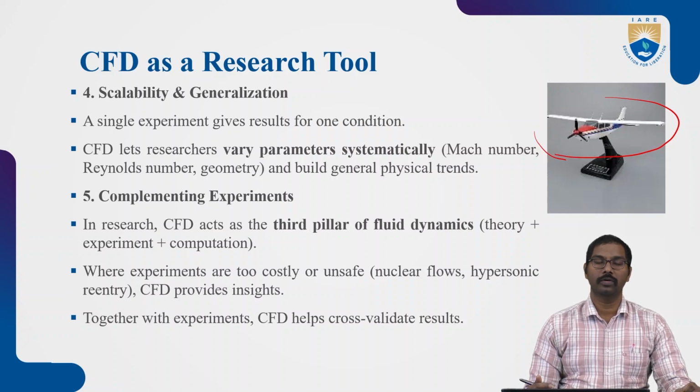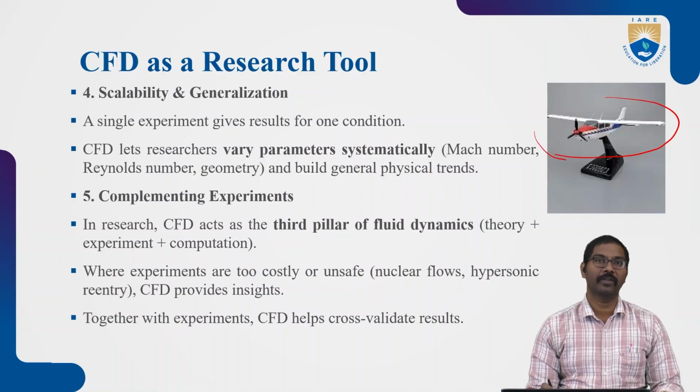And we are going to test the model in the wind tunnel by satisfying the similarities. So when you are doing the experiments, we have to satisfy the geometric similarity, the dynamic similarity, and the kinematic similarity. Then only the results obtained on the scaled model can be replicated with the original models. That is a drawback we have in the experimental procedure.